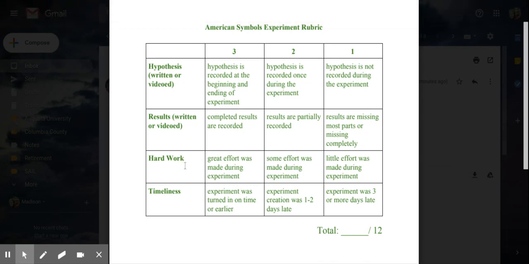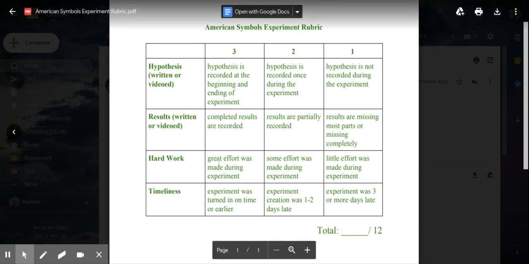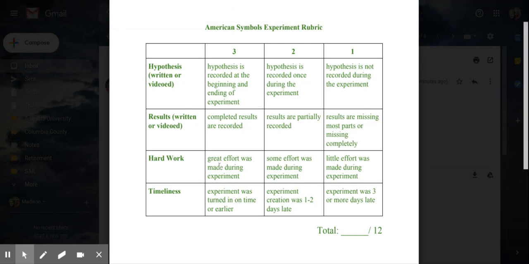Hard work. This is the amount of effort that you put toward the project. This is the same on the other 2 rubrics. So you either put in a lot of effort, some effort, or very little effort, and you'll get those numbers accordingly. So 3 is what we want. You want to work hard the whole time you're working on the project.